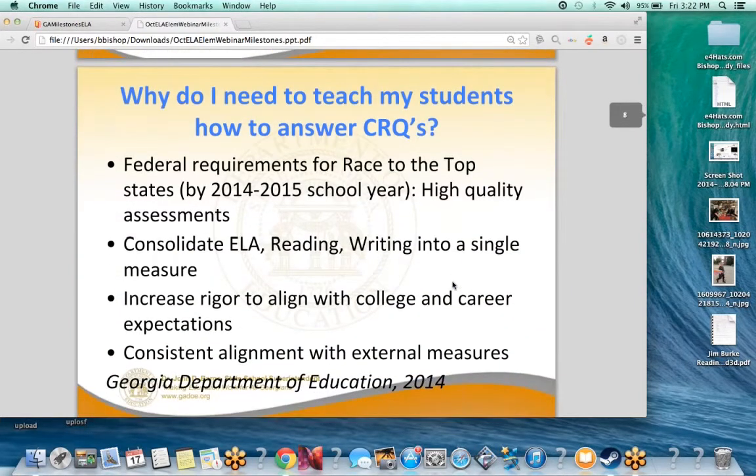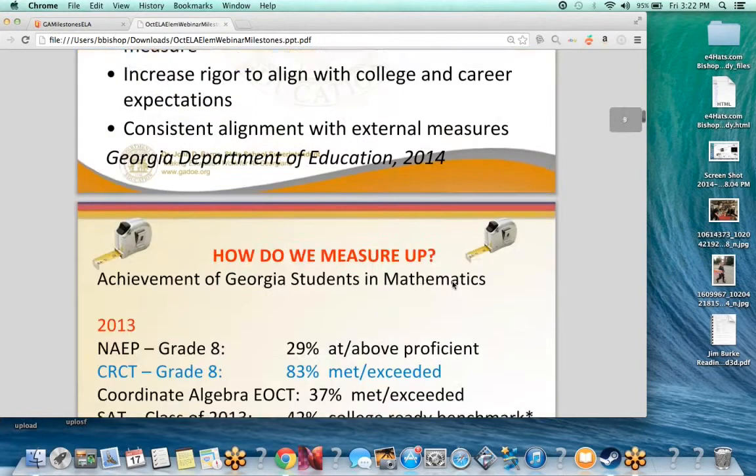I think it's pretty evident why we need to teach our students about constructed response questions. But in our attempt to be thorough, we want to mention that it's part of our requirements for Race to the Top states that we will have high quality assessments. And we have now, as you know, consolidated ELA reading and writing into a single measure, and in doing so made the presentation and assessment of those ELA domains much more integrated. Our constructed response items are also much more rigorous than our college and career expectations were, and this will keep us in alignment with all of our external measures.